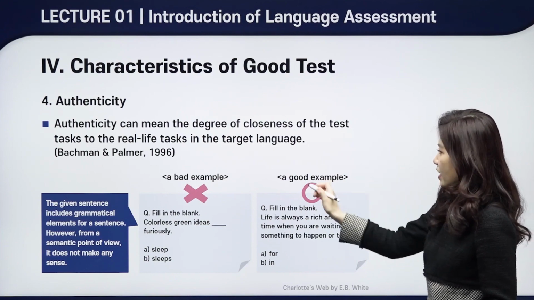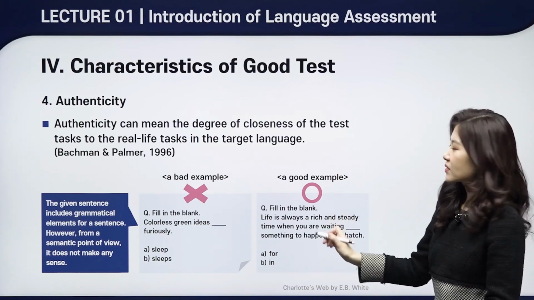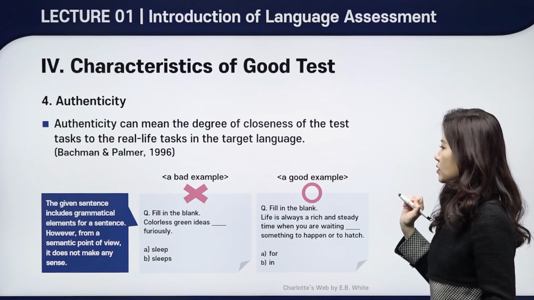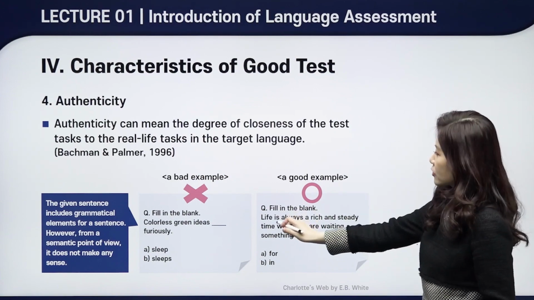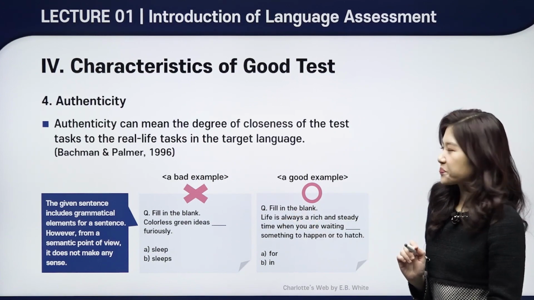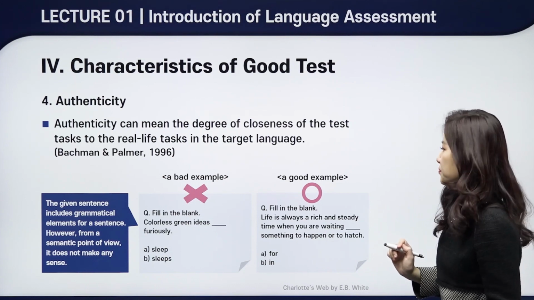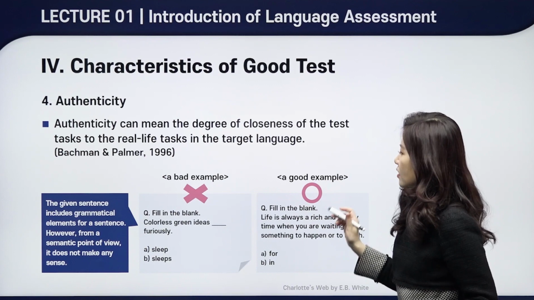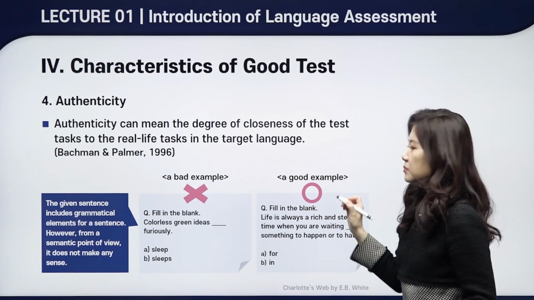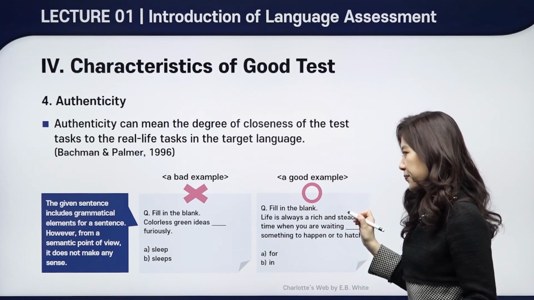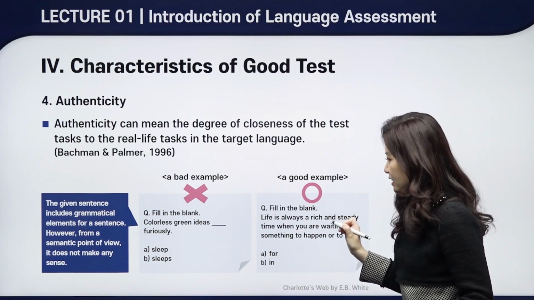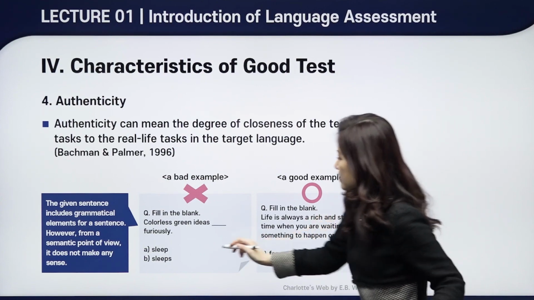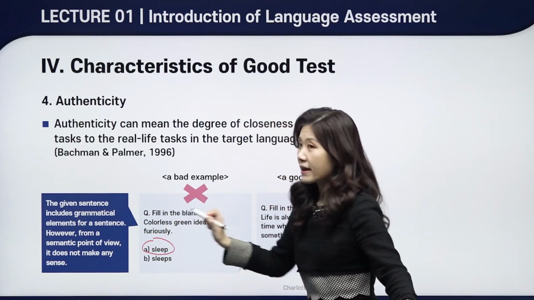Let's have a look at this pair of examples. We have here a bad example and then a good example. So let's see why the first one is a bad example. Why it's not authentic. Okay, so this is a fill-in-the-blank question. Colorless green ideas blank furiously. So grammatically, the first one, sleep, should be correct.